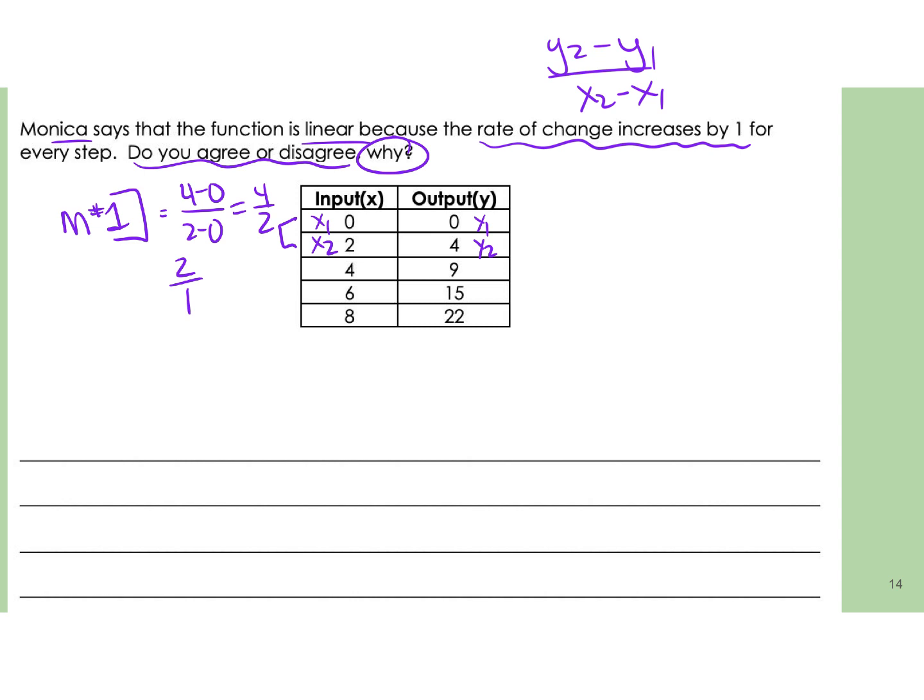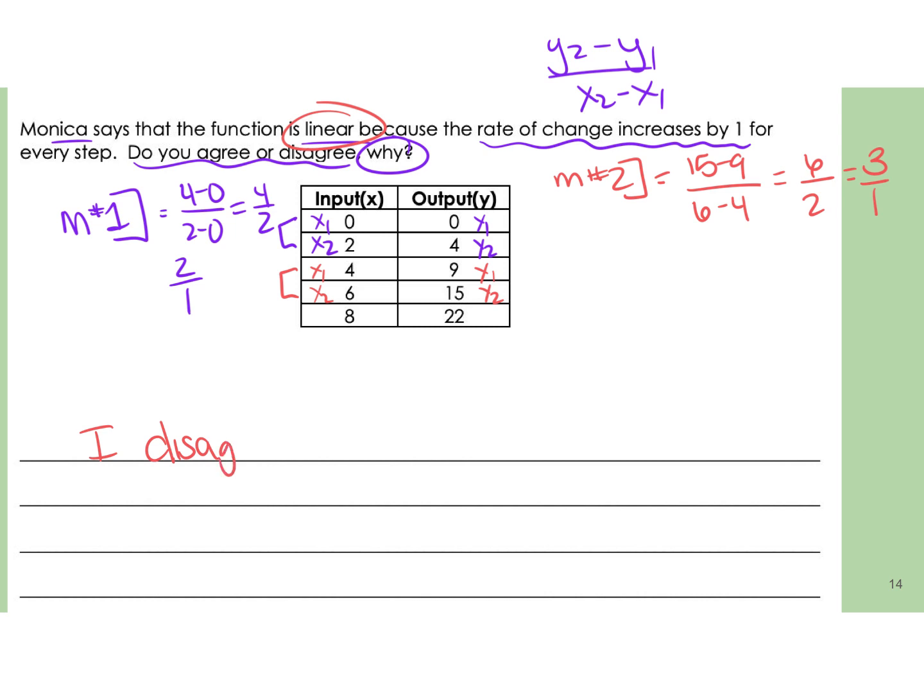So let's choose a different color. Choose different points. I'm going to use 4 and 6. So this will be my 1 and 2. For my slope number 2, when I plug it in, I get 15 minus 9 over 6 minus 4. 15 minus 9 is what? 6 over 2. So that is 3. I can stop here because I've got different slopes, so I know it cannot be linear. So Monica is wrong. I disagree with Monica.